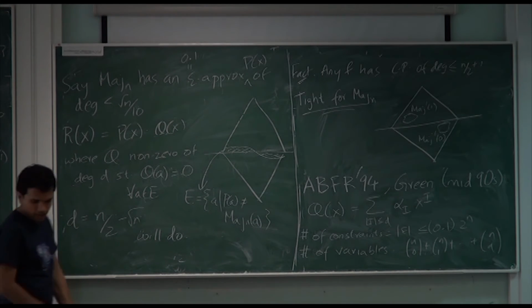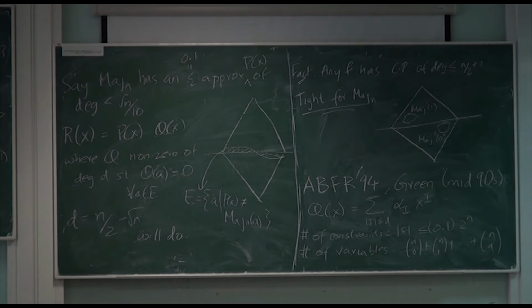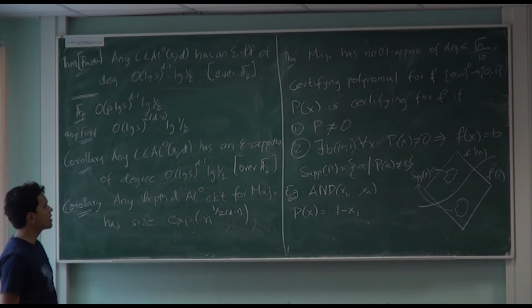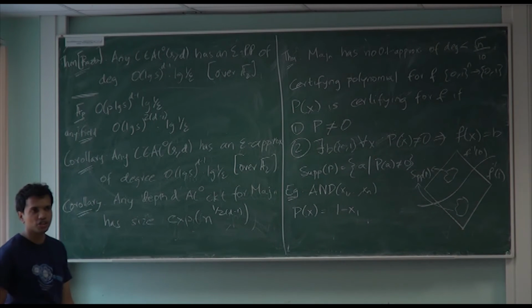Okay, so I'll take that as we are done with this lower bound. In conclusion, we proved that theorem up there, and what that implies is that any depth d AC0 circuit for majority has exponential size.